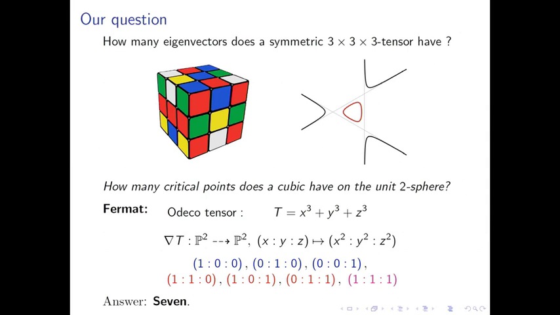I pick a random starting point, like (3, 5, 11). Then I apply this map, I apply the gradient iteration. It's going to converge, right? This P2 is compact. I keep squaring and dividing, so things don't blow up, because I'm in projective space.